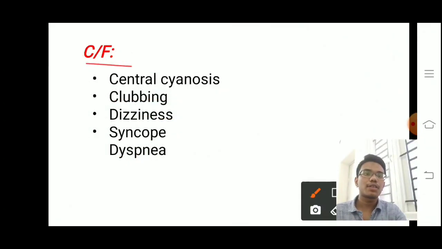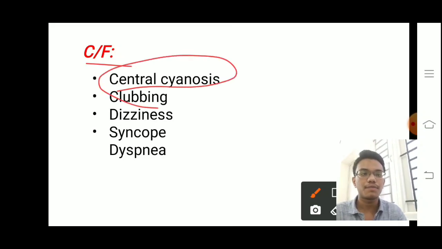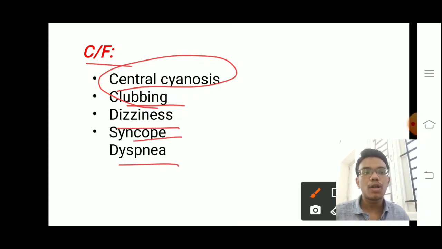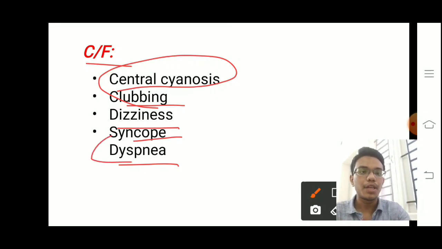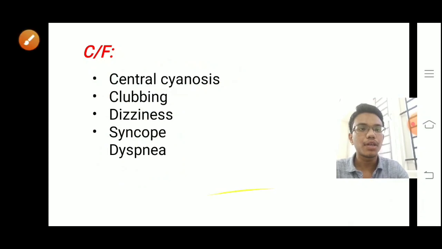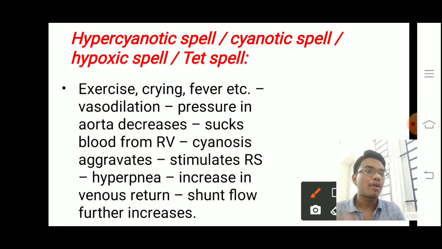In clinical features, obviously there will be central cyanosis, which is a characteristic feature here, and clubbing will be there, dizziness as the oxygen is not reaching the brain, that leads to dizziness, syncope, and it will stimulate the neurons in the medulla and the pons and causes hyperventilation leading to dyspnea, difficulty in breathing. Okay. Now this is an important concept here.